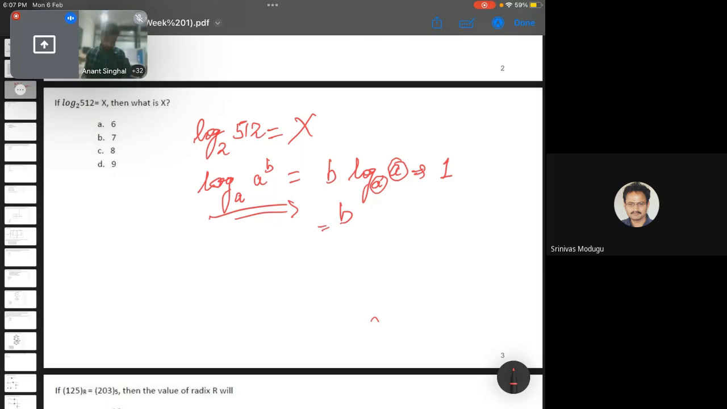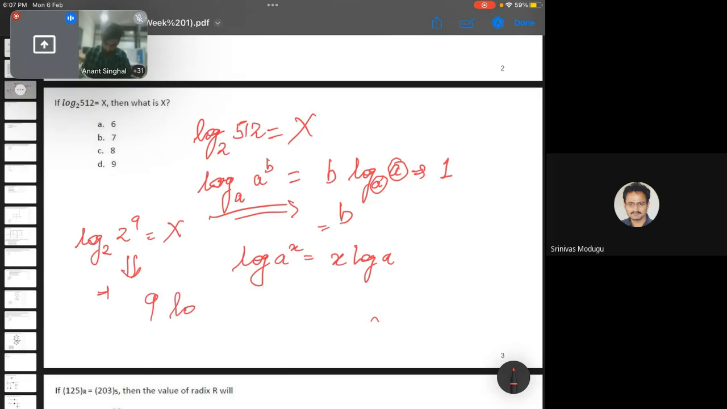This question is similar and the concept we'll use is the same. Here you can see log to the base 2 of 512, and we know 512 is 2 to the power 9. So it is x. From the formula we just worked out, log of a to the power x is nothing but x log a. So we can write this term as 9 log to the base 2 of 2. Here the base and the inside term are the same, so it is nothing but 1. We write 9 into 1, and it gets converted to 9. So the correct answer is D.